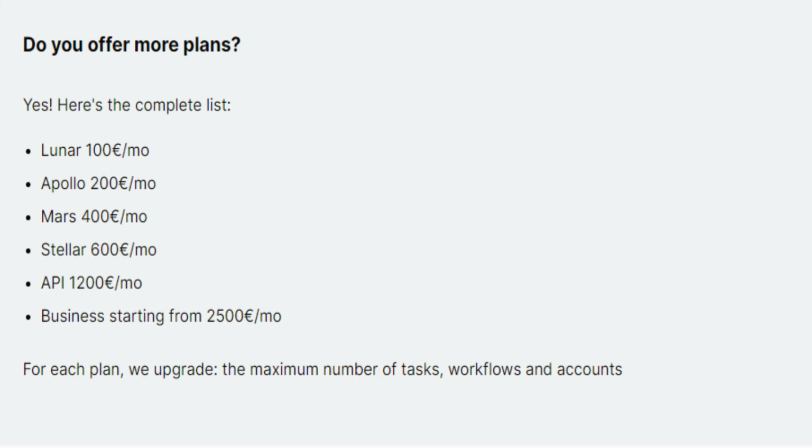If you go with the API plan, you have to pay 1200 euros monthly. But if you want the Business plan, they have a Business plan package also. The Business plan starts from 2500 euros monthly. For each plan, they upgrade the maximum number of tasks, workflows and accounts you will get.